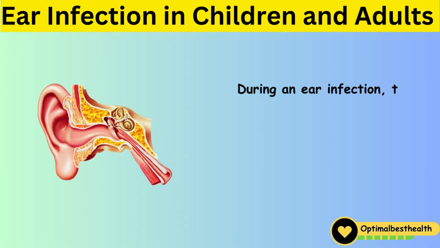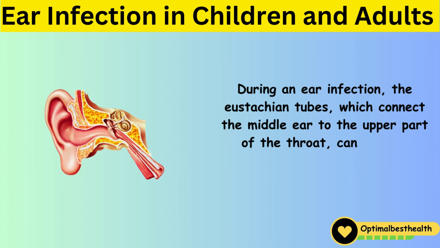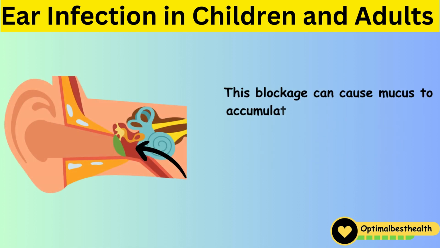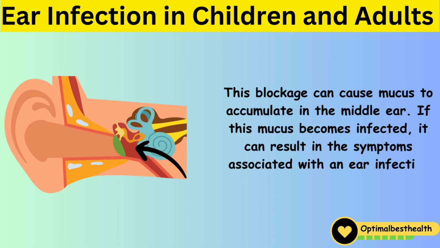During an ear infection, the eustachian tubes, which connect the middle ear to the upper part of the throat, can become inflamed and obstructed. This blockage can cause mucus to accumulate in the middle ear. If this mucus becomes infected, it can result in the symptoms associated with an ear infection.